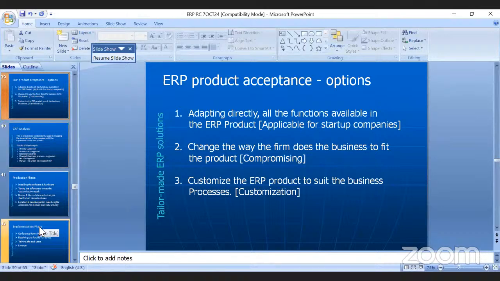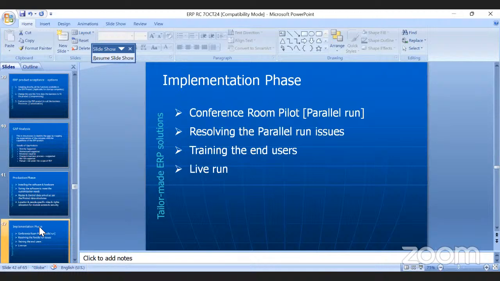So the implementation process starts with the pilot study. Pilot study is implementing in one branch, or one or two branches, and seeing how it works. That is a pilot study. It is a parallel run. It means that the business is running simultaneously and the implementation is also running simultaneously.